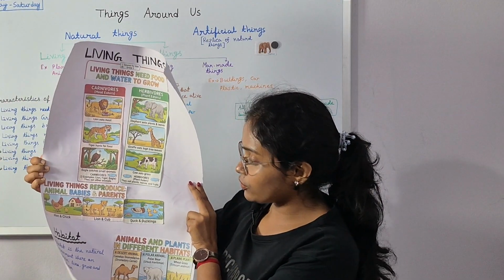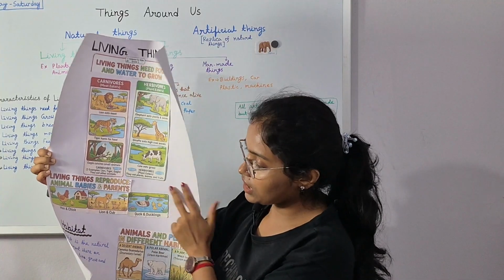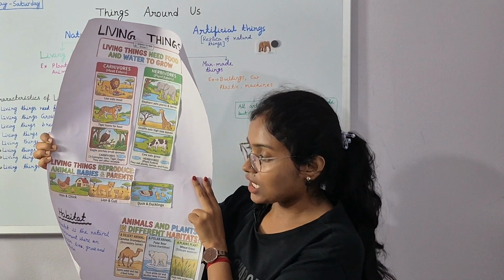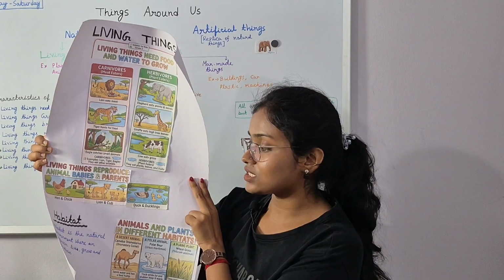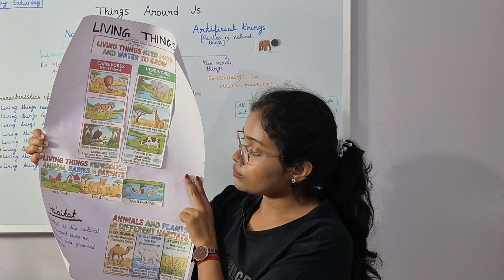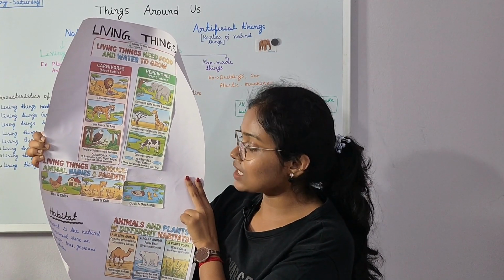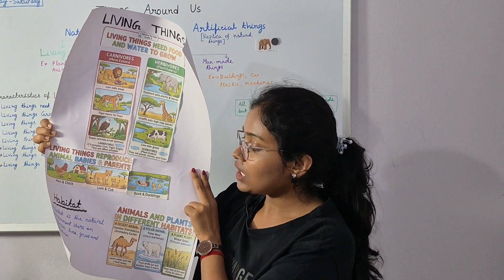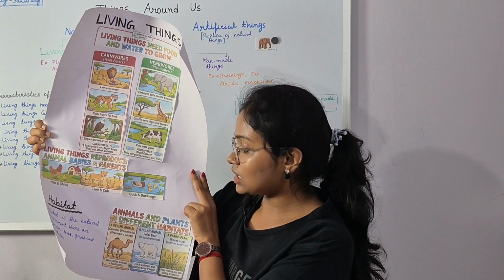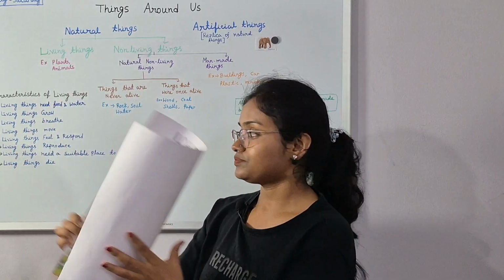Living things reproduce. Here you can see some pictures. Hen and chick. Hen is the adult and chick is the baby. So you can see the animals and their babies' pictures here. Lion, cub, duck, duckling, like that.